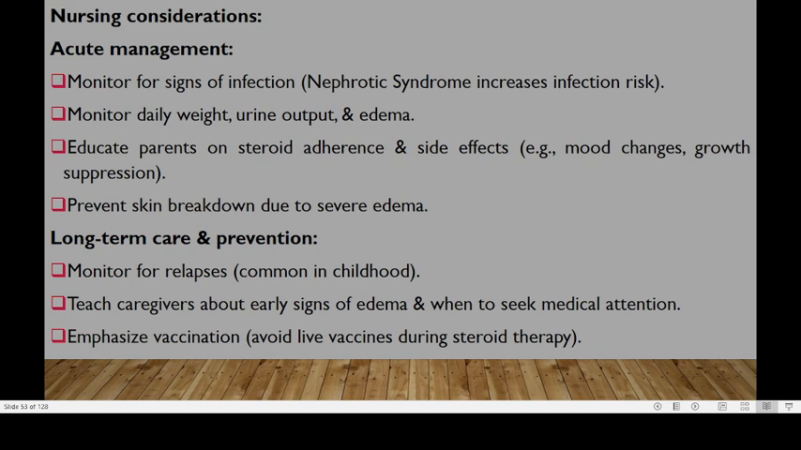In long-term care and prevention, you monitor for relapses. This is very common in childhood. Teach caregivers about early signs of edema and when to seek medical attention. Emphasize vaccination. So you need to avoid live vaccines during steroid therapy.